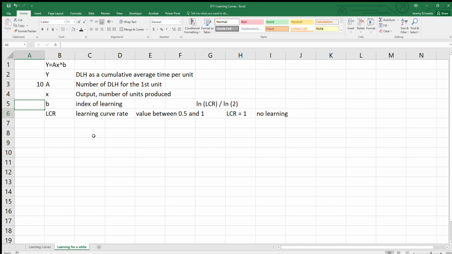And then our learning curve rate, we'll try 80% this time, which means our b value would be the natural log of the learning curve rate, which is 80%, divided by the natural log of 2. So that's our b value here.